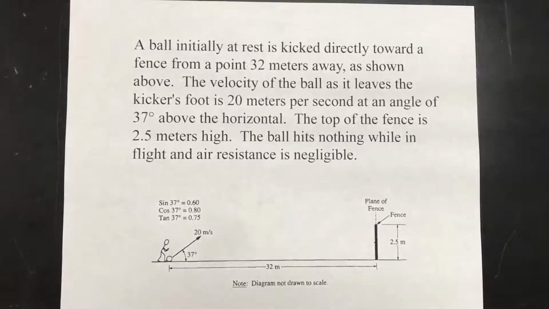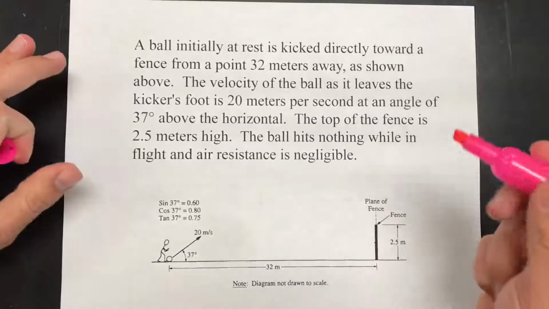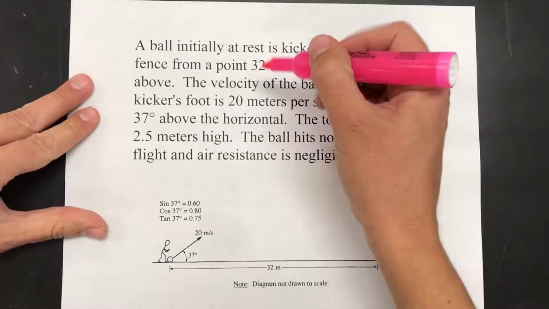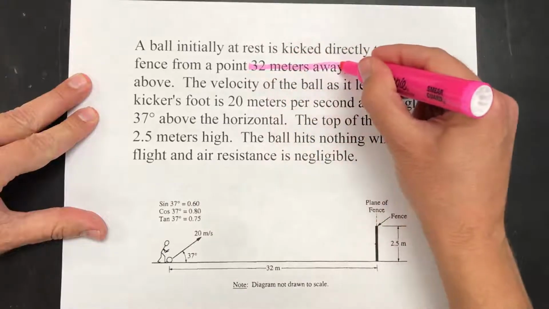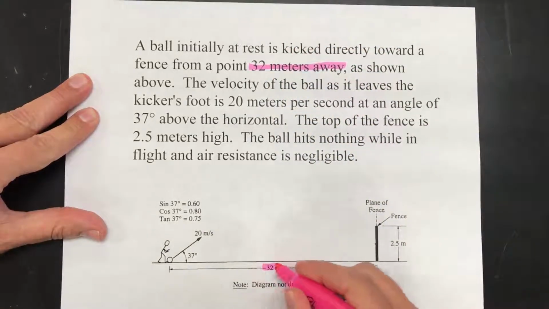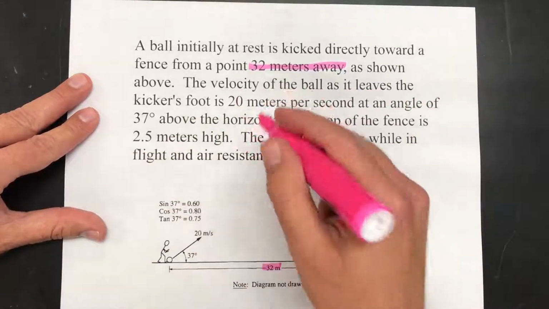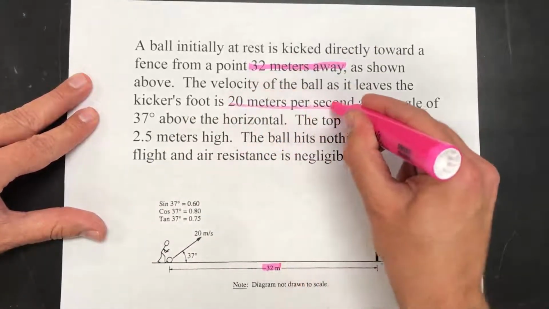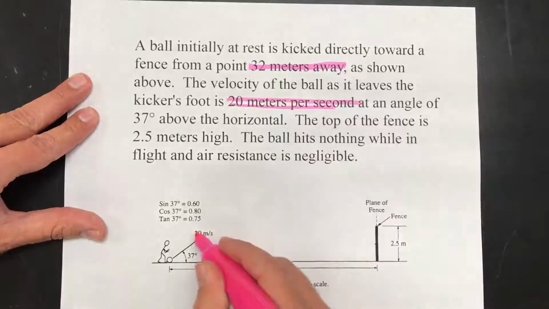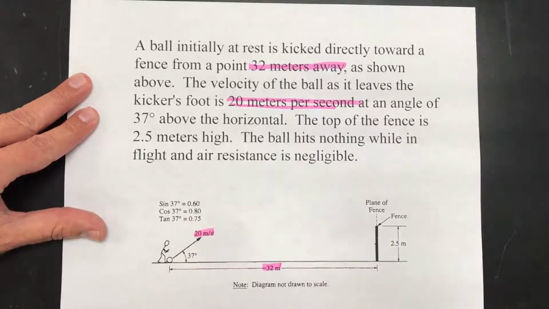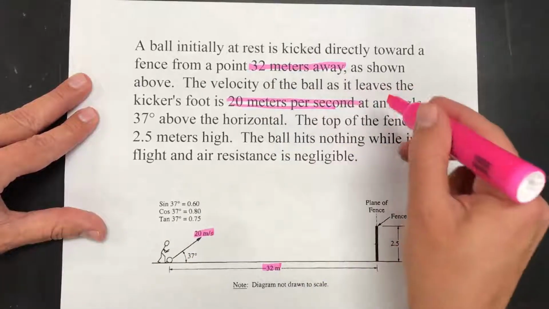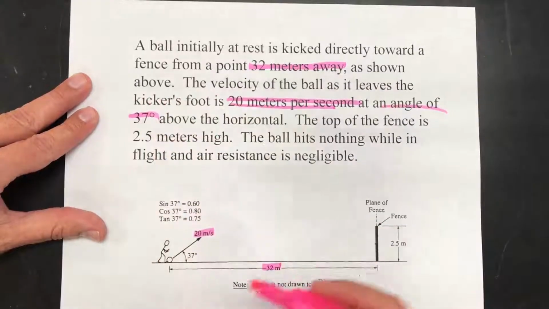So we got a projectile question here. The ball's initially at rest. It's kicked directly toward a fence, a point 32 meters away, so that is going to be important. It's also clearly labeled on the diagram down here. The velocity of the ball as it leaves the kicker's foot is 20 meters per second. That is the overall velocity. That is also clearly labeled right here. And it's done at an angle of 37 degrees, also labeled on the diagram.